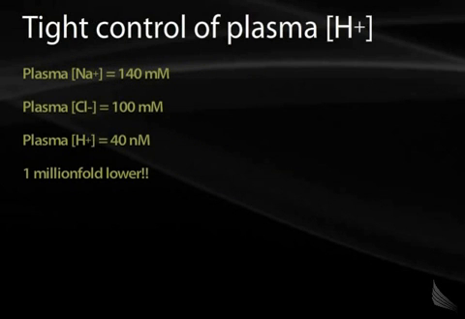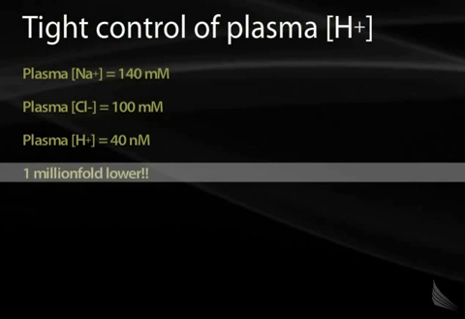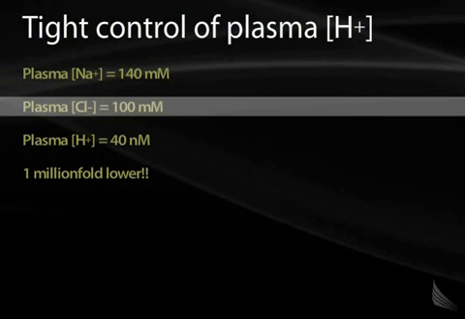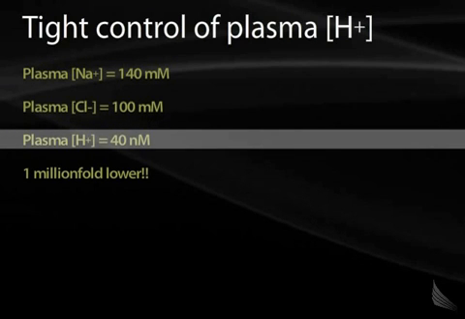It is important to note that the hydrogen concentration normally in the blood is approximately 1,000,000-fold lower than the normal concentration of the other serum electrolytes. Specifically, if you recall, the plasma sodium concentration in the normal range is 140 millimolar. The plasma chloride concentration is approximately 100 millimolar, whereas the plasma hydrogen concentration is 40 nanomolar. This is why even very small increases in plasma hydrogen concentration have very profound effects on body pH.